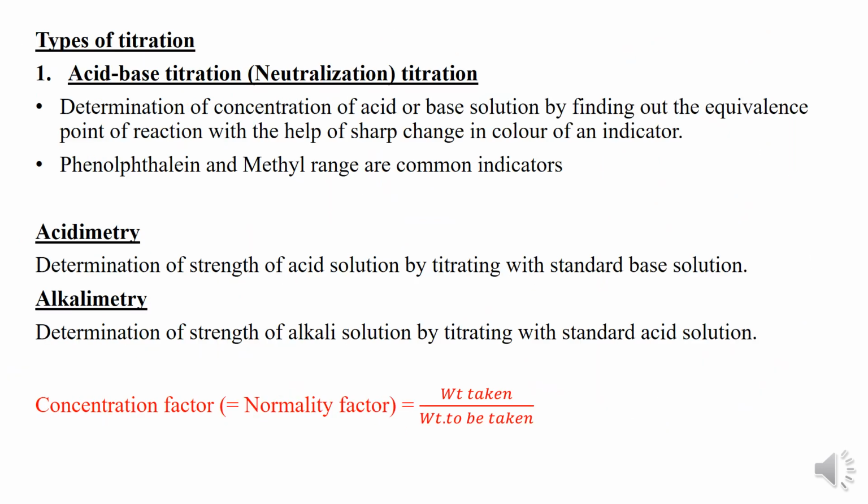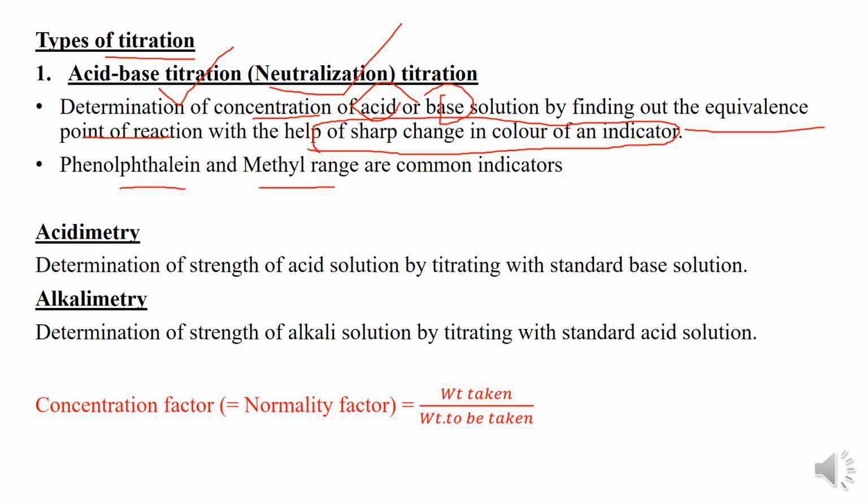Types of titration. There are 4 different types of titration: acid-base titration, redox titration, precipitation titration, and complexometric titration. We will study them one by one. First one is acid-base titration, also known as neutralization titration. In acid-base titration, the concentration of either acid or base solution is found by calculating the equivalence point of the reaction with the help of a sharp change in color of an indicator. In acid-base titrations, phenolphthalein or methyl orange are the most commonly used indicators. So in this type of titration, we have to calculate the strength of either acid or base.